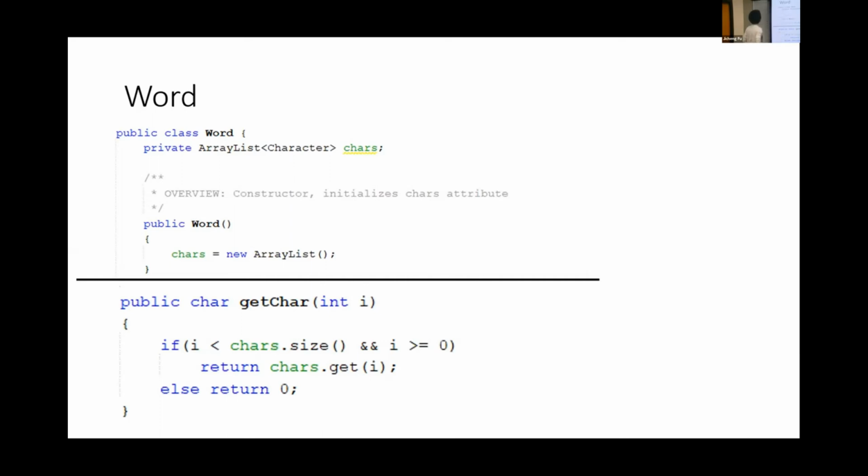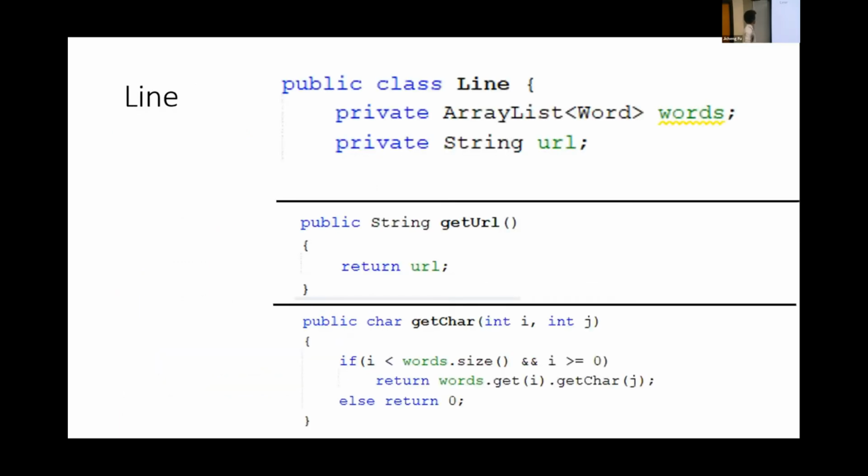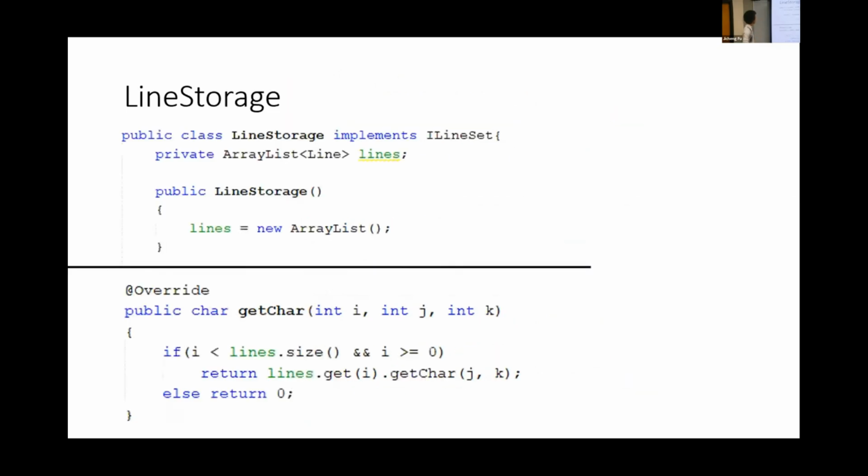Okay. Now a word is an array list of characters. The get character method just gets the character at that index of the word. A line is an array list of words that also has a string URL. The get URL will just return the URL, and the get character will find that word in its index and then get a character from that word. Line storage is an array list of lines. The get character will find a certain line in its set and then call the get character method to that line.